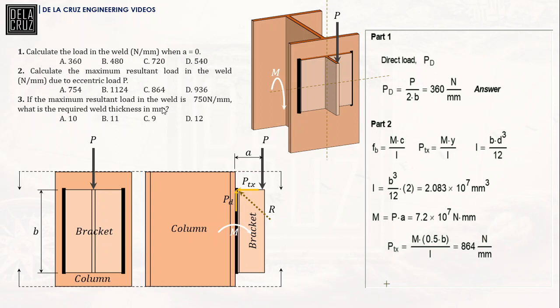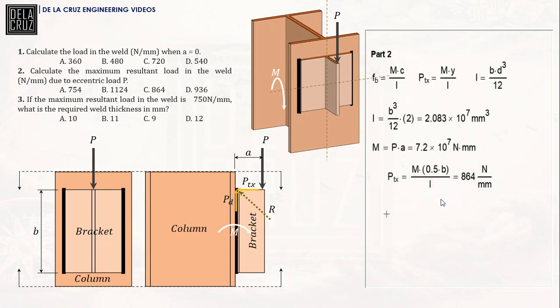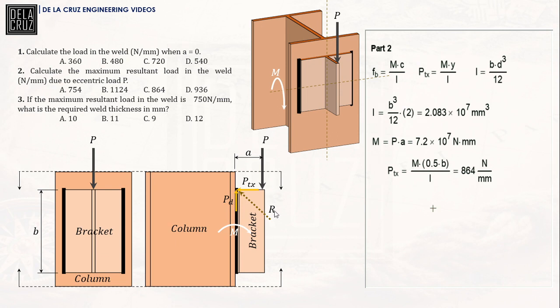So that is what you should remember in the board exam. If you think you already have an answer, don't be fooled. Read the question carefully. Maximum resultant load, so that should be the resultant of the direct load PD and the PTX. Okay, so the maximum resultant load, we denote it as R. That is equivalent to the square root of PD squared plus PTX squared.